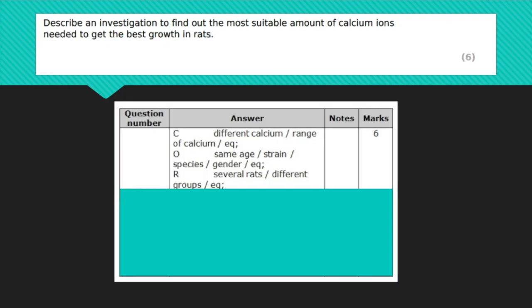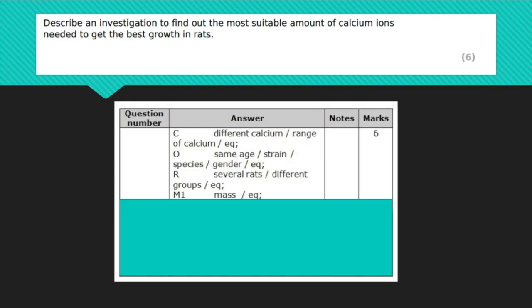Okay, and then the first M, remembering the M stood for measurement. The first M is our measurement of the dependent variable. So we said that the dependent variable was the growth in rats. That's the thing that depends on something else. And how are we going to measure how much the rats have grown? Well, let's measure their mass.